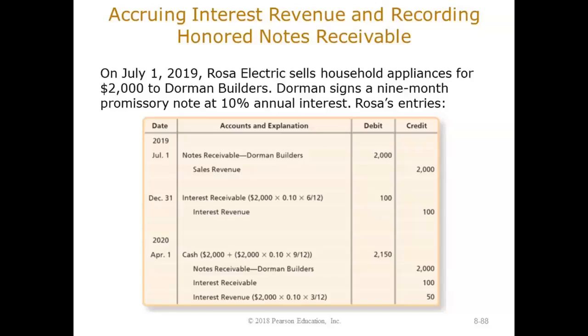Now in 2020, April 1st, what I'm going to do is credit the notes receivable for Dorman for $2,000, credit the interest receivable of $100, and then credit the interest revenue for the 3-month period, $2,000 times 10% times 3 divided by 12. So my cash that I should receive on something like this should be $2,150 altogether.